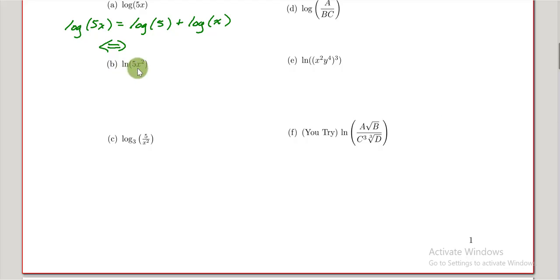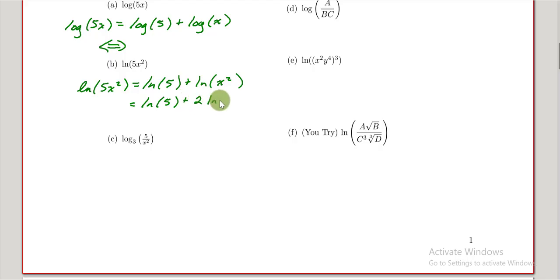Here we've got the natural log of 5x squared. So the natural log of 5x squared can be rewritten as the natural log of 5 plus the natural log of x squared. Now I couldn't do this before, but notice that now for this second logarithm, the entire argument is being raised to the second power, and so I can use that third property that says I can rewrite that as 2 natural log of x.